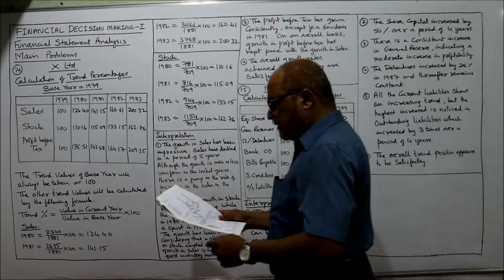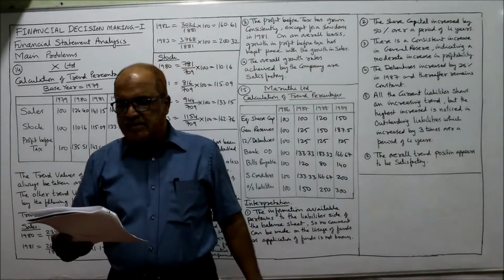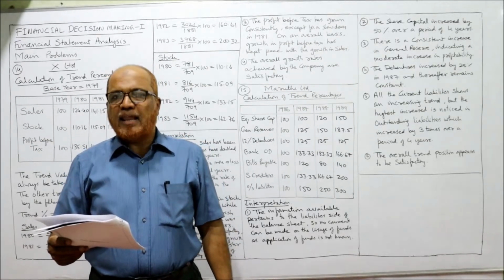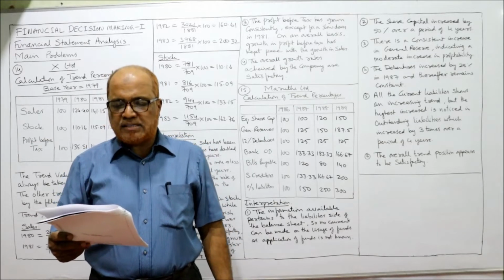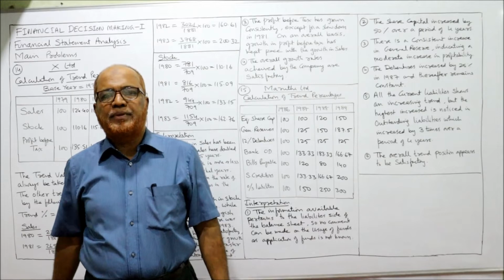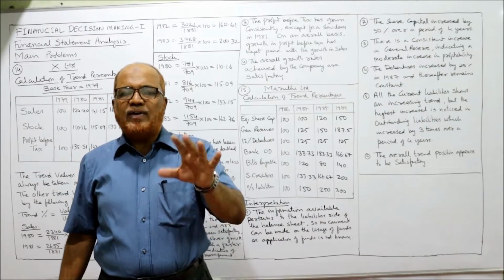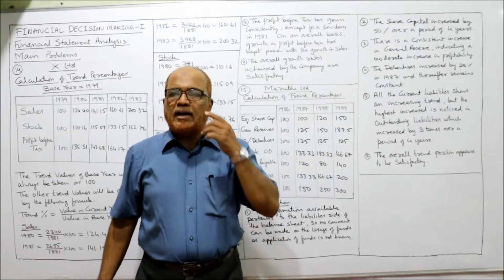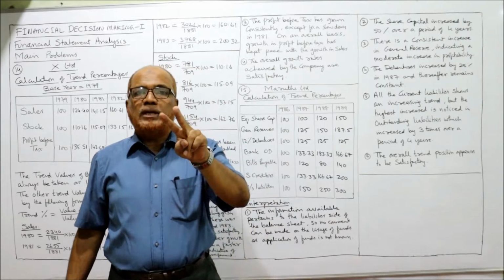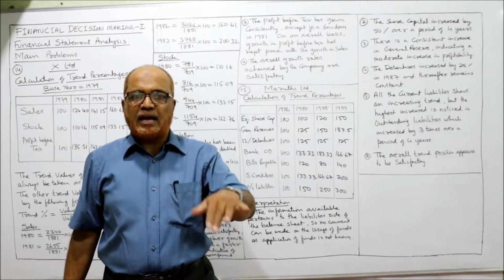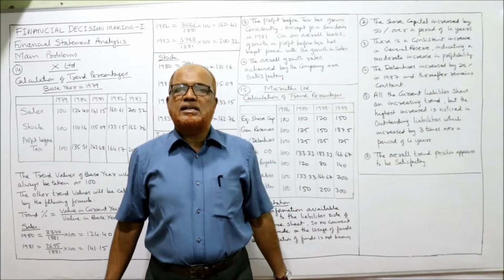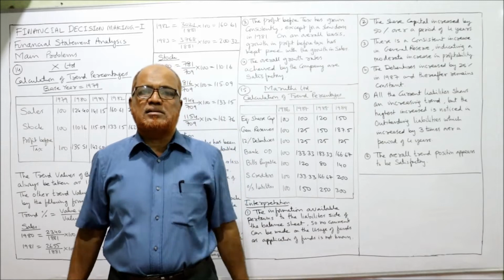Come on, see the 14th one. Calculate the trend percentages from the following figures of X Limited, taking 1979 as the base and interpret them. Trend analysis is very similar to comparative analysis. In comparative analysis, we compared 2 years data, last year and current year. If you want to compare more than 2 years data, we use trend analysis.